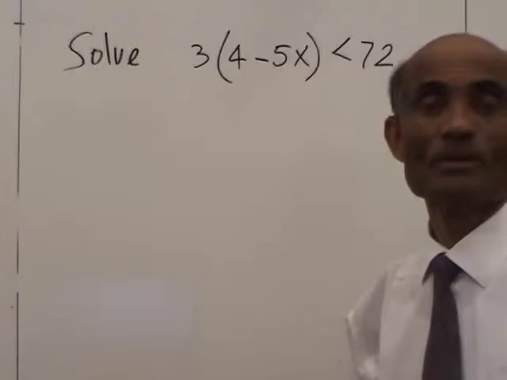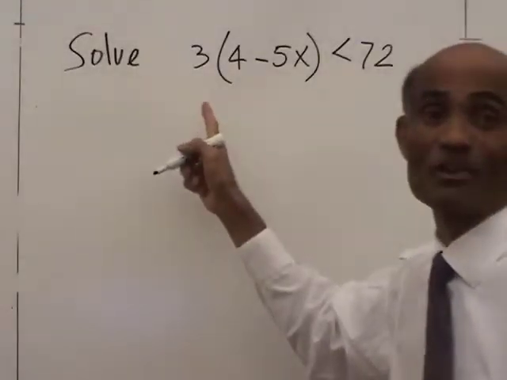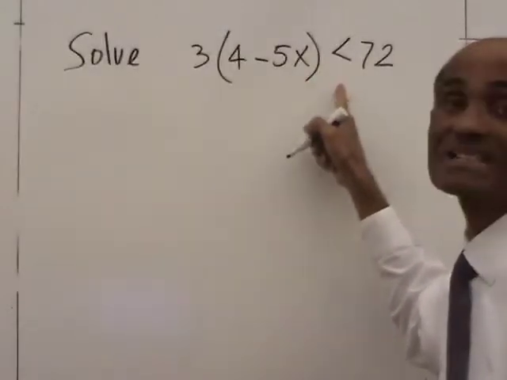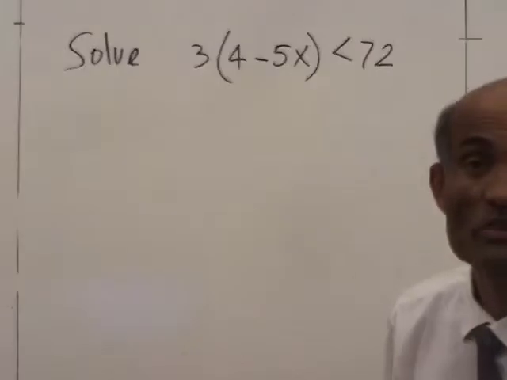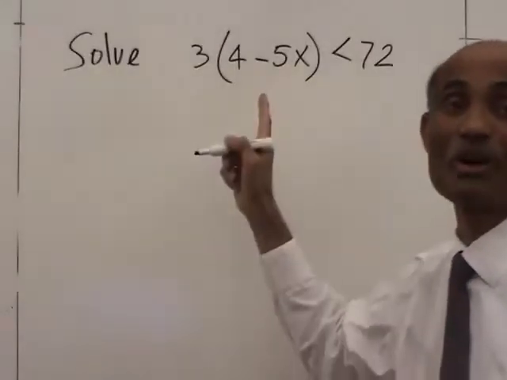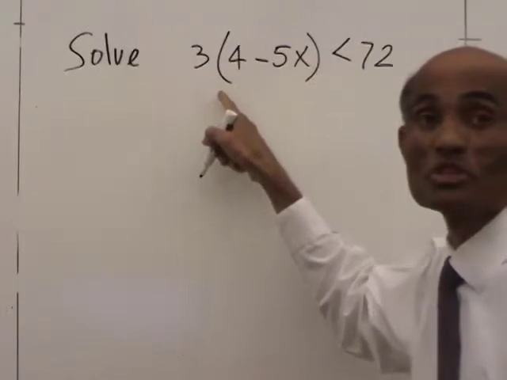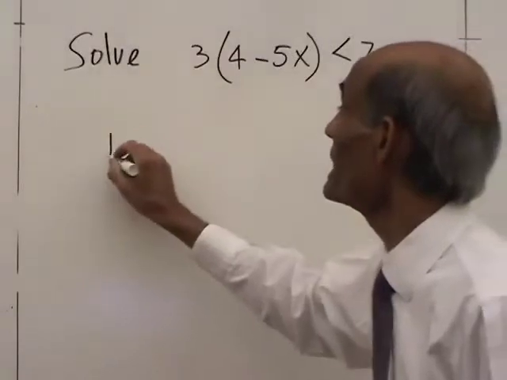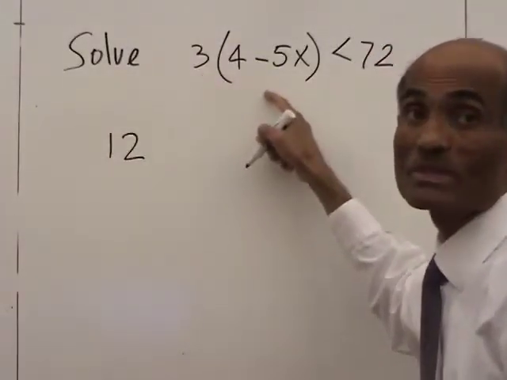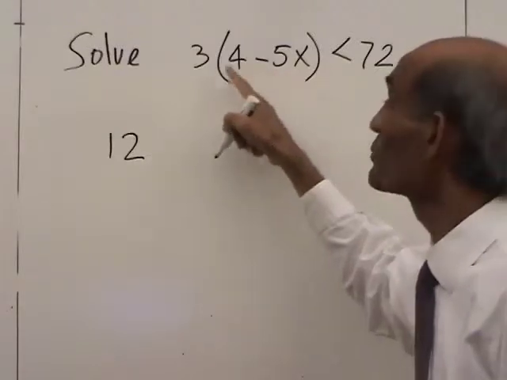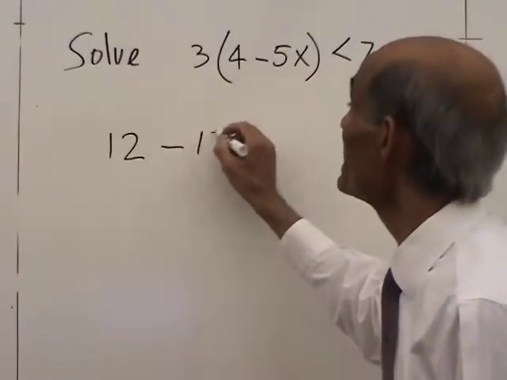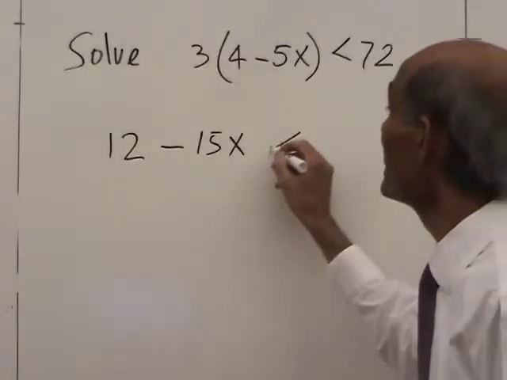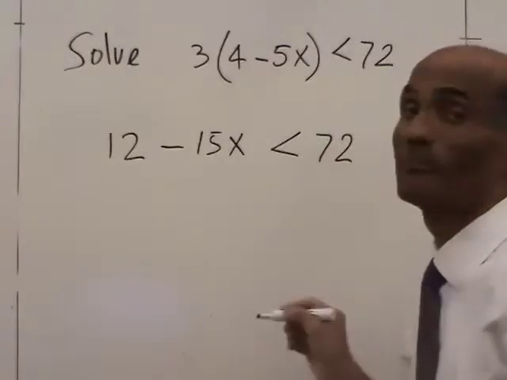Alright? We will now solve an inequality. 3 times (4 minus 5x) is less than 72. What is the first thing to do to solve this inequality? The first thing to do is to distribute on the left side. Alright, let's do that. 3 times 4 is 12. 3 times negative 5, what's the sign? 3 times negative 5 is negative 15x. 12 minus 15x is less than 72.